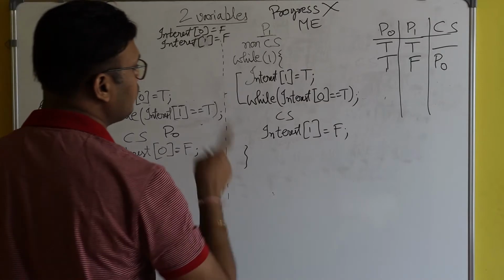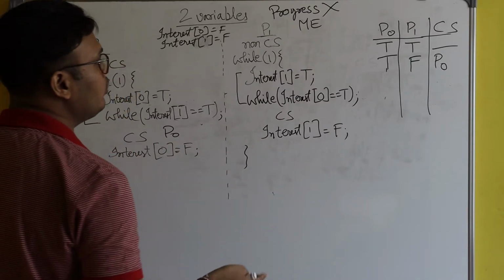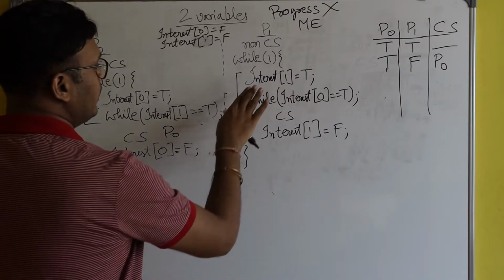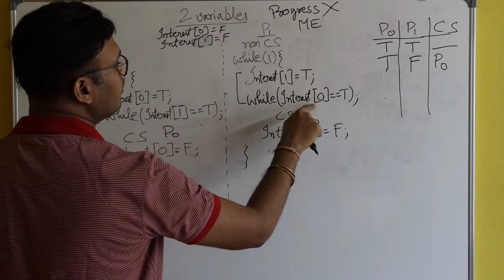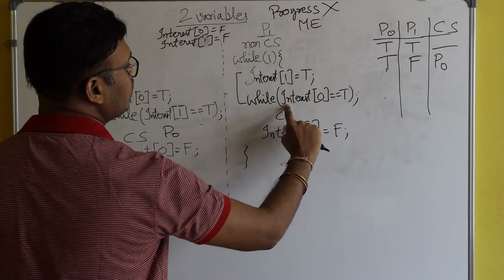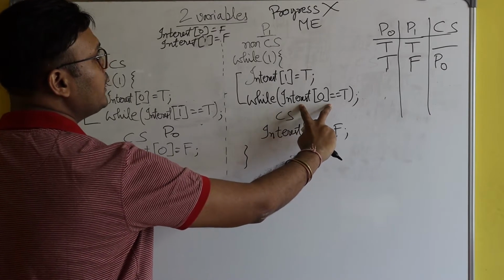Interest of 1 is equal to true. It means now P1 is also interested to enter inside the critical section. So after this process P1 will execute this line, while interest of 0 is equal to true. So this condition will be checked. It means whether P0 is interested.